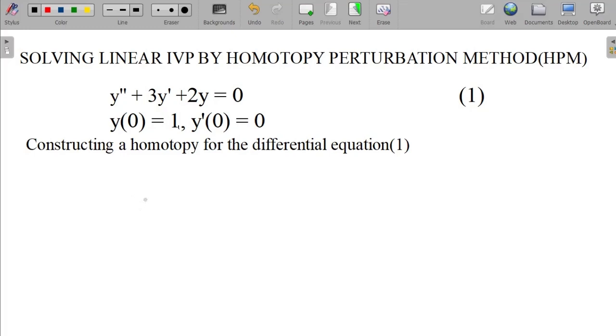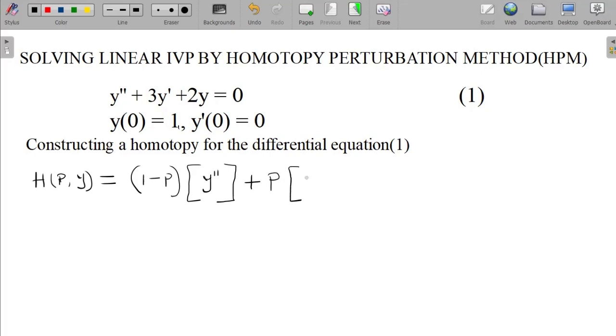The first thing we are going to do is to construct a homotopy for the differential equation, and that can be done as H(p, y) = (1 - p) y'' + p (3y' + 2y) = 0. Let's call this equation 2.